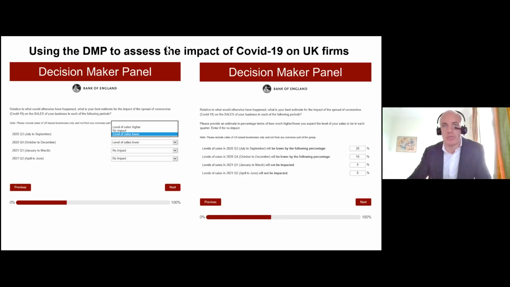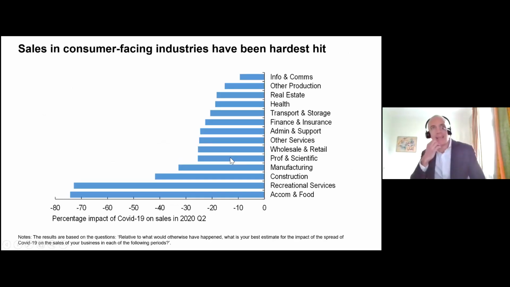And then what were the results that we got from that? Well, you can see here, for example, the impact of COVID on sales by industry in 2020 Q2. And unsurprisingly, it's the accommodation and food and recreational services industries, the most customer facing ones, if you like, that firms said would be hit the hardest. Now, we've of course seen this in other data that's available from official sources, but this again I think is really important validation for what's coming next.